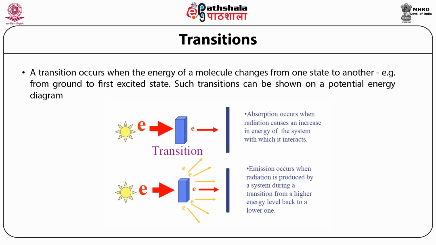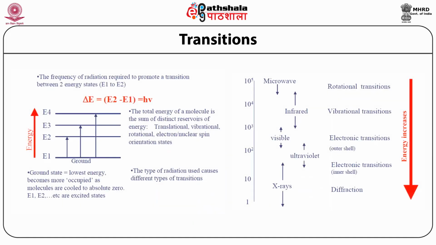Such a transition can be shown on a potential energy diagram. You can see here that excitation, or absorption, occurs when radiation causes an increase in the energy of the system with which it interacts, and emission occurs when radiation is produced by the system during a transition from a higher energy level back to a lower energy level. We discuss the frequency of radiation required to promote the transition between two energy levels. Energy level 2 minus energy level 1 gives the delta energy, a difference in energy which equals h nu.